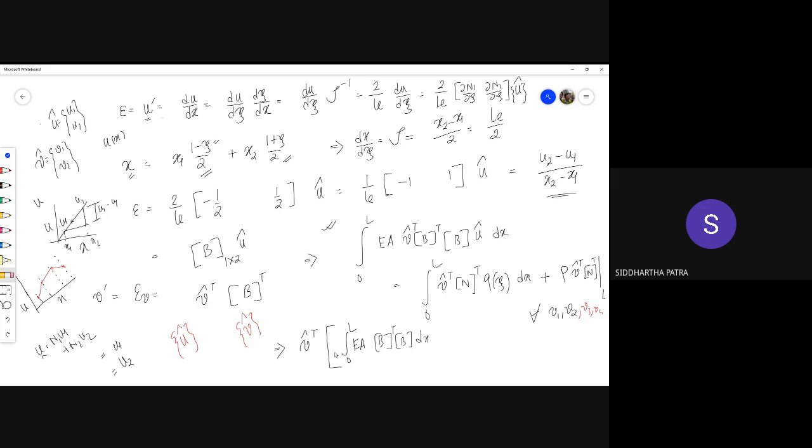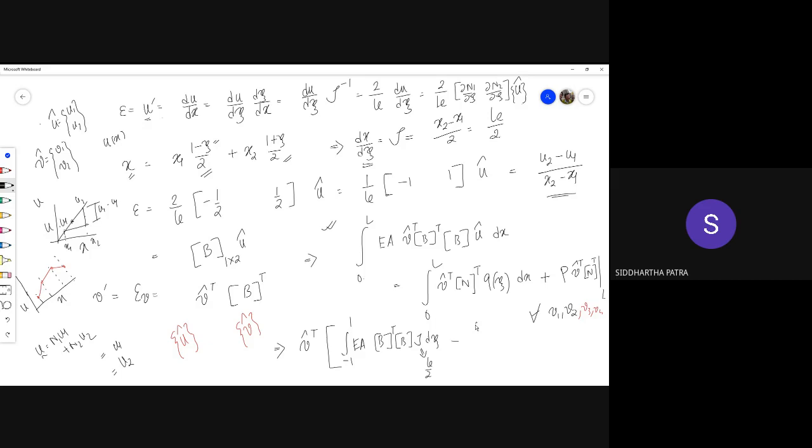Achha, by the way, I would also change the limit from -1 to 1, and the dx would be now j times d xi. This j, of course, is LE divided by 2. You see, we defined dx in terms of d xi, right? So the integration must be done in natural coordinates.